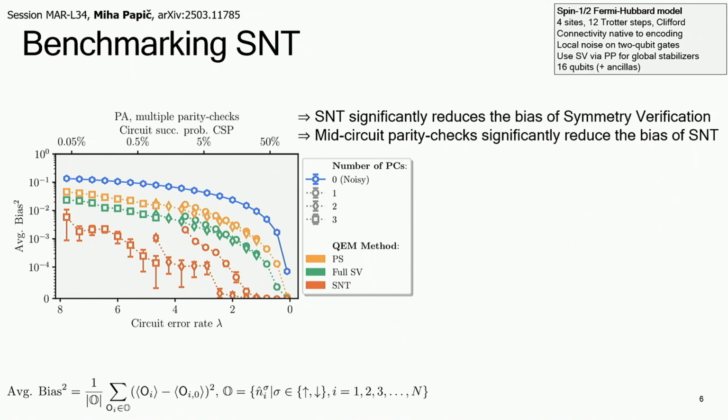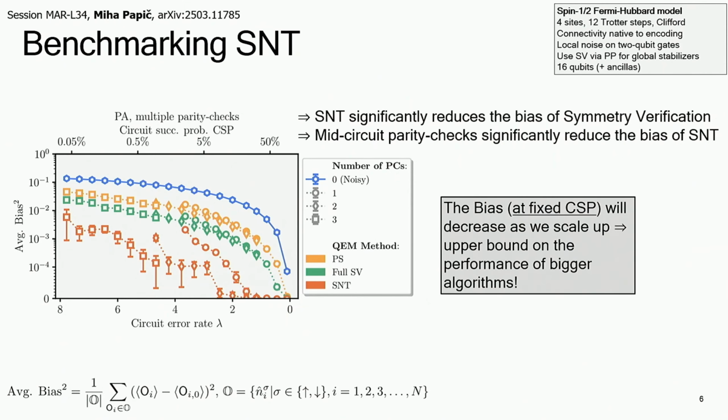There's one extra thing. Because we made this slow noise approximation when deriving the method, one way to work around that is to do multiple parity checks within the circuit. And this helps us go into this also very, very noisy regime where the circuit fidelities are, let's say, 0.1%. So this is what we would consider to be very low, even for error mitigation standards. Additionally, I wanted to mention that at a fixed amount of noise in the system, at a fixed lambda, these results are an upper bound for the performance that we expect for larger systems as we scale up. Again, at the fixed circuit error rate.